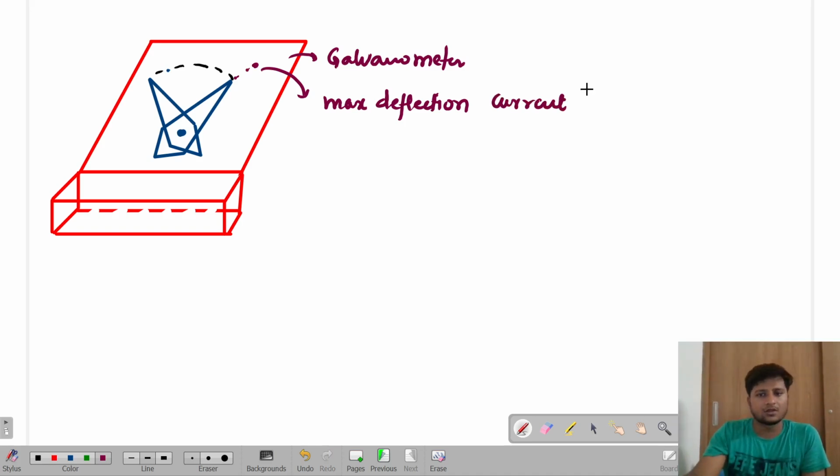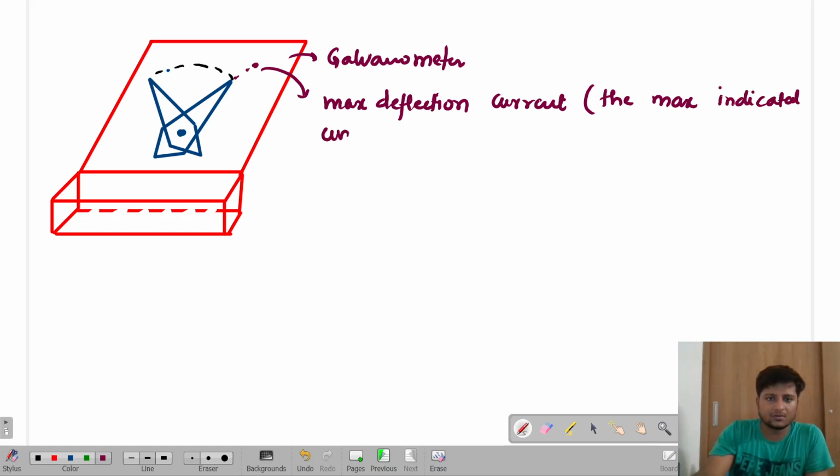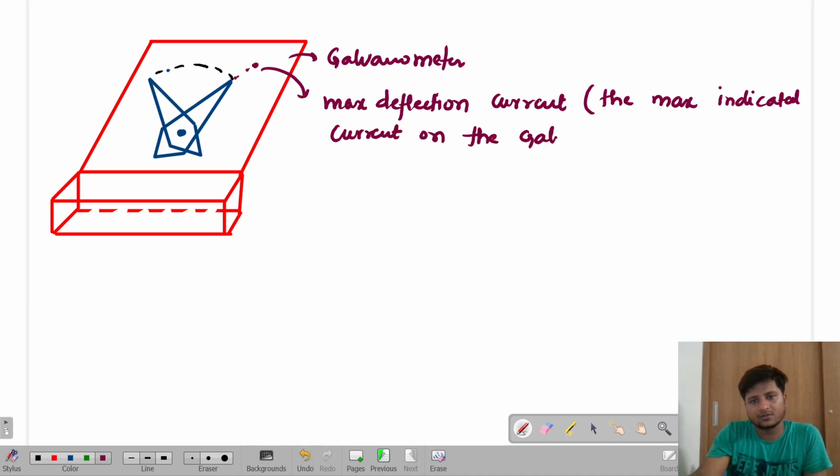Got it or not? Yes, sir. The max indicated current on the indicator, the current on the galvanometer reading indicator.